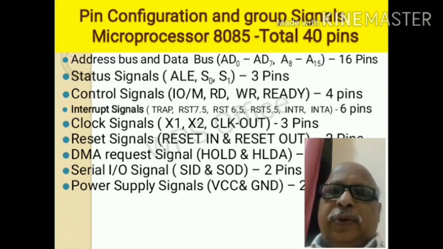Then serial IO signal is there. That means data is transferred to the output devices, or data is taken from the outside. That is a serial input output device through SID and SOD lines. Serial input device or serial output device. These are the 2 pins, SID and SOD. And last is power supply signal, that is VCC and ground signal. So these are the 40 pins. So 8085 has 40 pins.